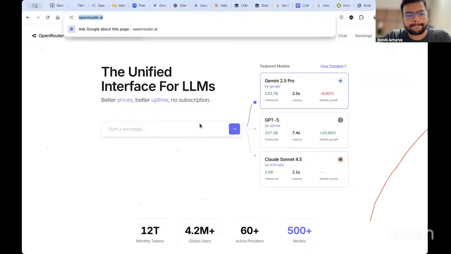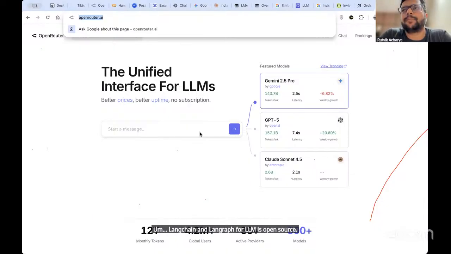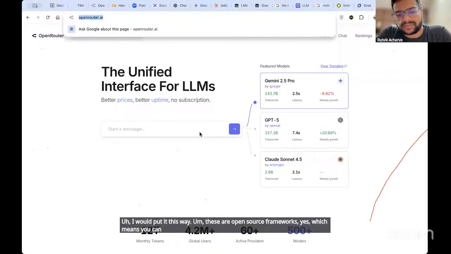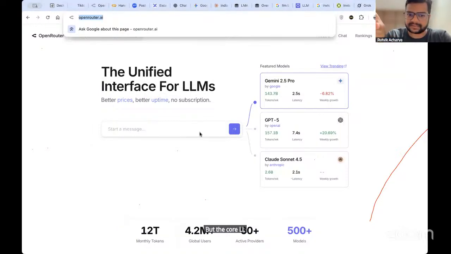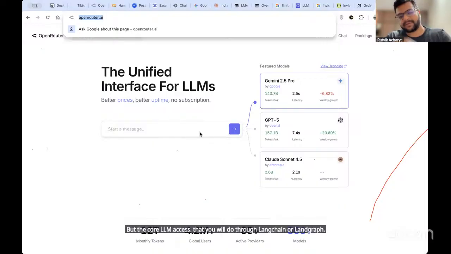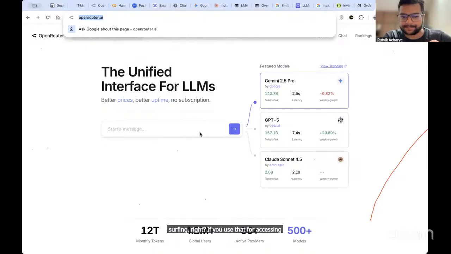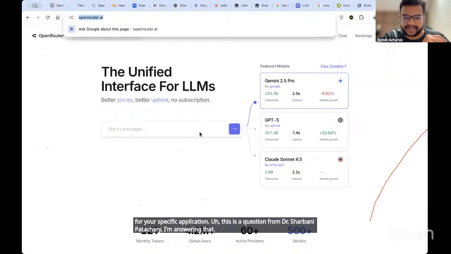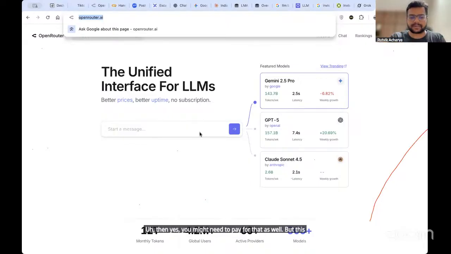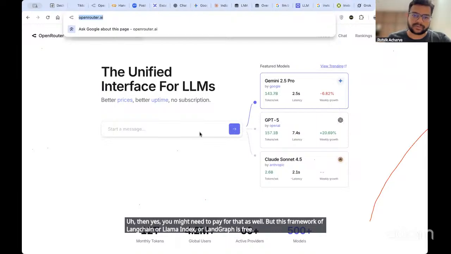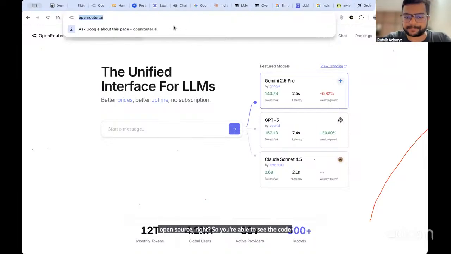LangChain and LangGraph for LLM, is it open source? I would put it this way. These are open source frameworks, yes, which means you can freely use them. But the core LLM access that you will do through LangChain or LangGraph will of course be paid. Let's say you are using a web scraping tool, something called SerpApi, right? If you use that for accessing the internet for your specific application, this is a question from Dr. Sharbani Bhattacharya, I'm answering that, then yes, you might need to pay for that as well. But this framework of LangChain or LlamaIndex or LangGraph is free, open source, right? So you are able to see the code and then utilize it for your own use case.